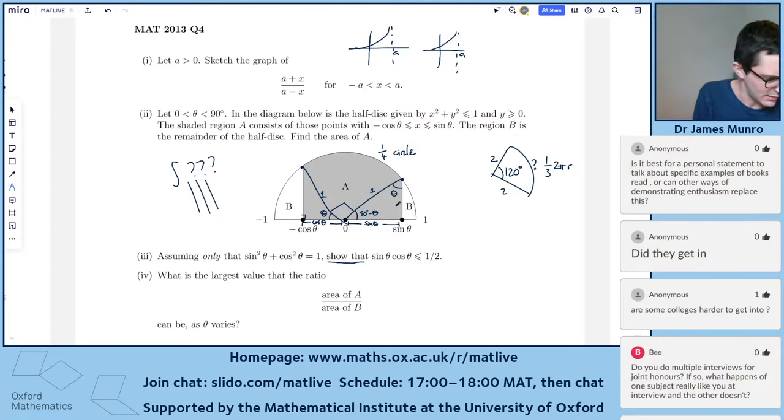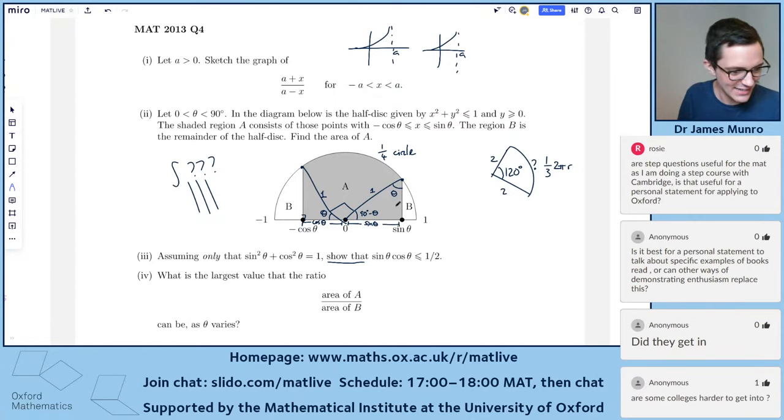Rosie's doing a STEP course with Cambridge. Hooray! Other things exist. Is that useful? I think that's very useful for solving maths problems and preparing for university as well, right? So preparing for university by thinking about maths problems with Cambridge sounds great.